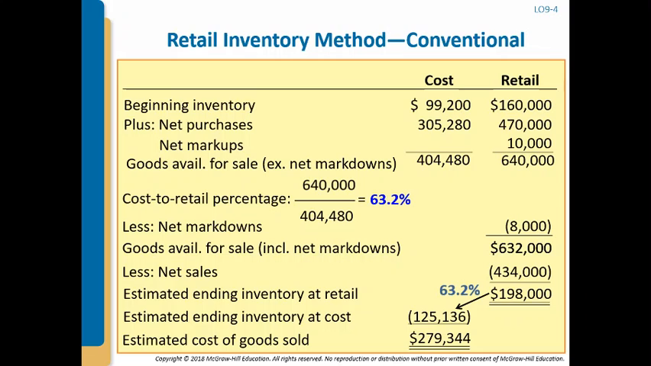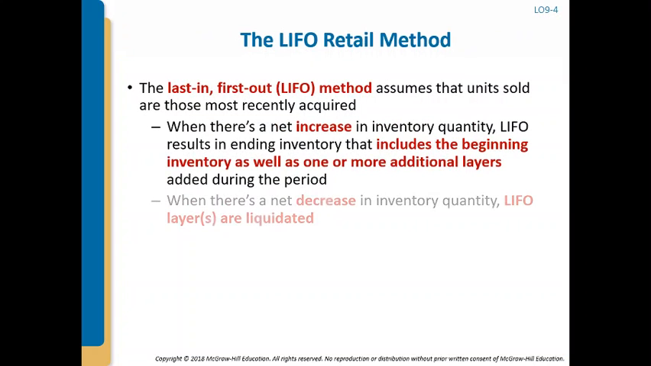And so here your estimated cost of goods sold is 279,344. Well, compare that with cost of goods sold in our other illustration. It was 277,760. So cost of goods sold here is higher, which means that gross profit's going to be lower. So when they talk about lower of cost or market, or it approximating lower of cost or market, they're indicating that you're taking a conservative approach here.